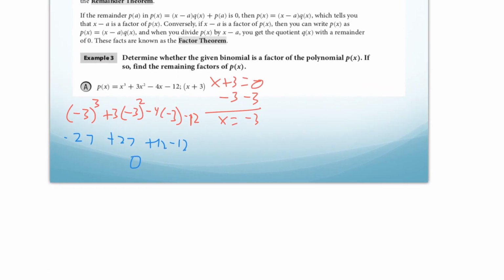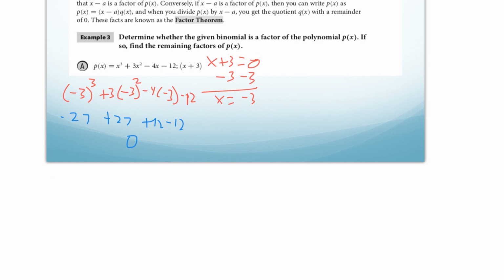So we want to finish factoring this one. So we'll use synthetic division. Negative 3. Then we have 1, 3, negative 4, negative 12. So we're going to bring down the 1. Negative 3 times 1 is negative 3. 3 minus 3 is 0. Negative 3 times 0 is 0. Minus 4 plus 0 is minus 4. Negative 3 times negative 4 is positive 12.